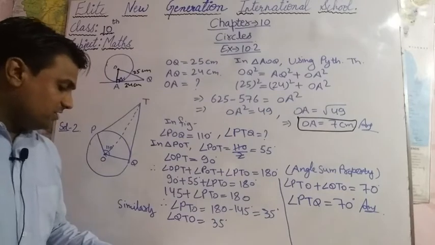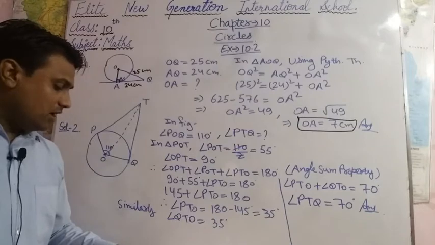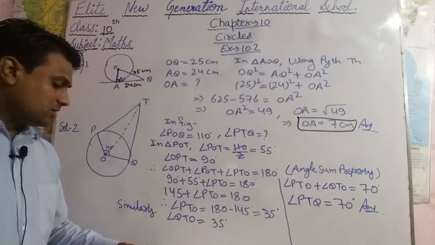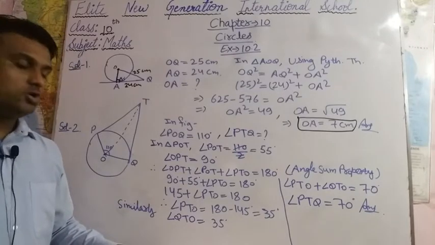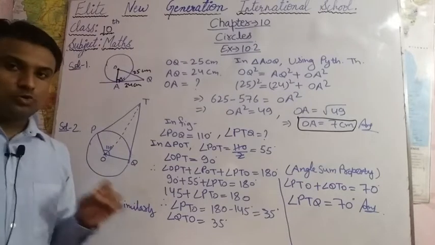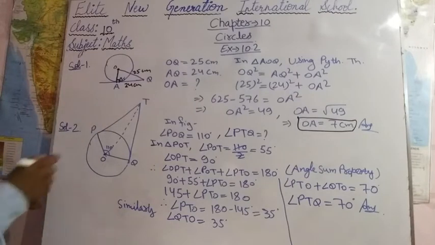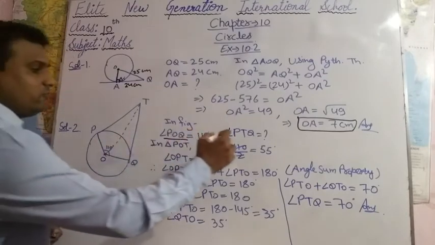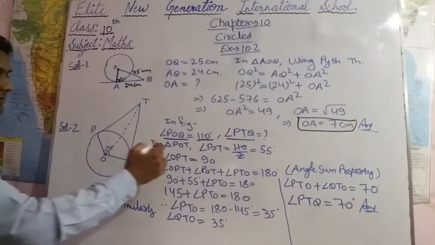Now the next question, question number 2. In the figure, TP and TQ are two tangents to a circle with center O. We have angle POQ equals 110 degrees and we have to find angle PTQ. In this figure, angle POQ is 110 degrees and we have to find angle PTQ. First of all we take triangle POT.